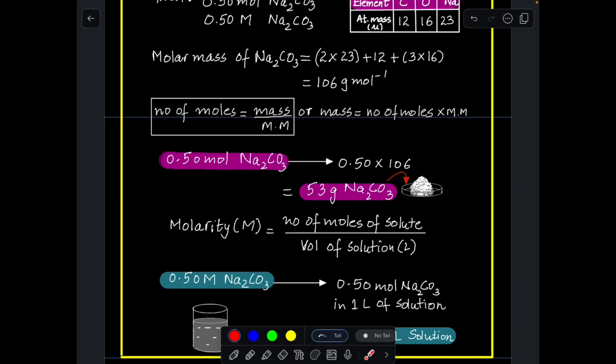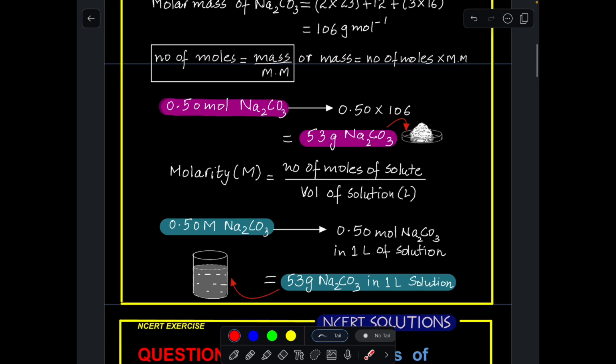Now molarity, we know that we calculate as number of moles divided by volume of solution. So here 0.50 molar sodium carbonate means 0.50 moles of sodium carbonate is dissolved in 1 liter of solution. Now here we have seen that 0.50 moles sodium carbonate is basically 53 grams of sodium carbonate. So 53 grams of sodium carbonate is dissolved in 1 liter of solution to give you a solution with a concentration of 0.5 M.